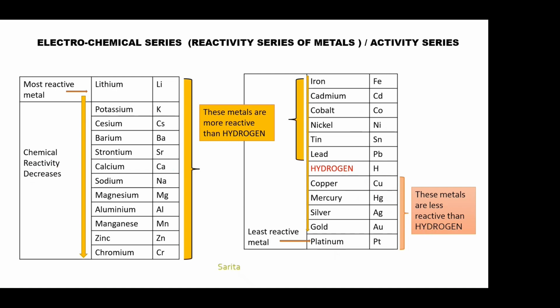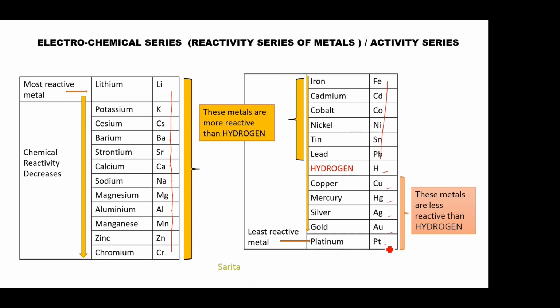Let's see how to remember the reactivity series. I'll give a very important trick on how to remember the reactivity series. So, lik, ba, sar, ka, na, ma, al, man, jan, kar, pe, kad, ko, ni, san, pub. Then hydrogen, copper, mercury, silver, gold, platinum.